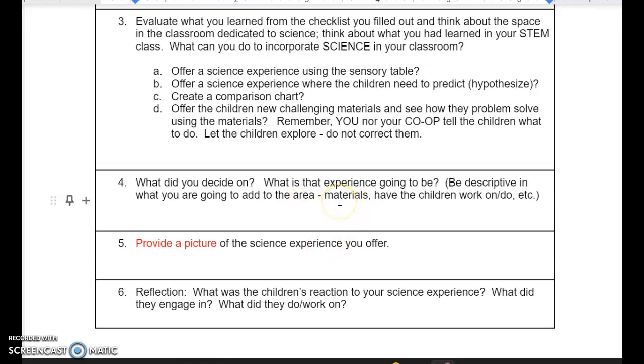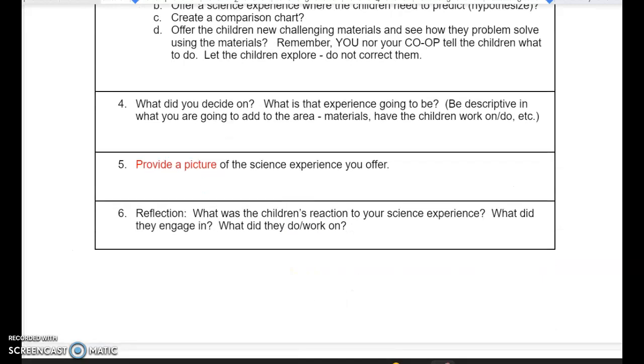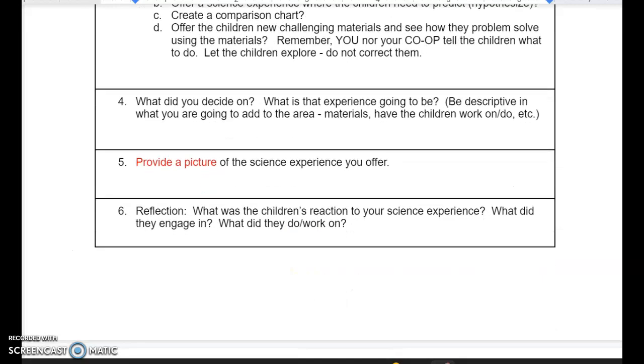After you tell me about it, you're going to offer that experience to the kids. Provide a picture of the experience. For some of you, if you're not allowed to put the kids in it, take a picture of it and maybe the arms of the children are in it or the backs of the children, or maybe you're in the picture. I'd love to see you guys too. So provide a picture of the science experience and then reflect on it.